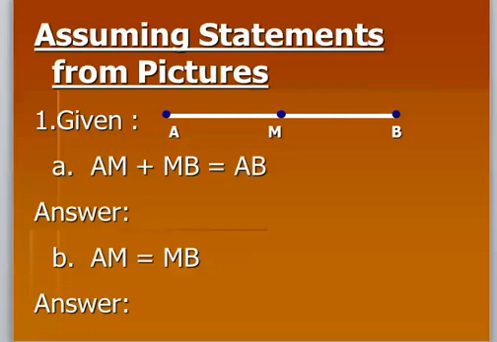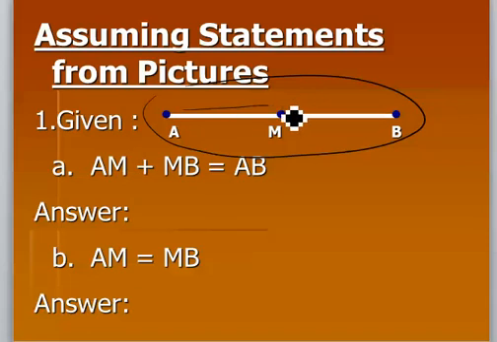So we're going to look at some given information, some pictures along with a statement, and figure out if some statements being made are true or false without making any assumptions at all. So assuming statements from pictures, we are given this picture in number 1 and only the picture. They didn't tell us anything else. Statement A says the length of AM plus the length of MB equals the whole length of AB. We're trying to figure out if this is true or false without assuming anything.